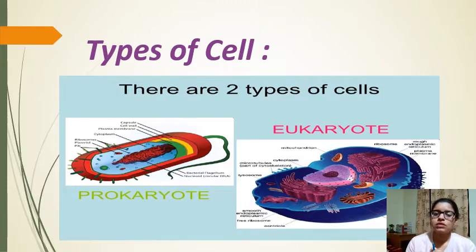Now we talk about the types of cell. There are basically two types of cell, prokaryotic cell and eukaryotic cell. So what exactly signifies prokaryote or eukaryote? Prokaryotic cells are present in bacteria, or we can say bacteria are the prokaryotes, and eukaryotic cells are present in animals and plants.